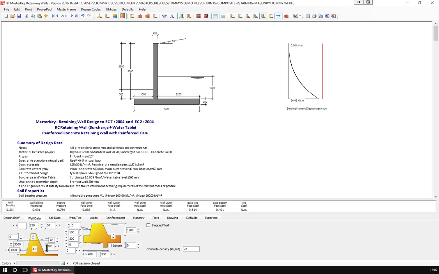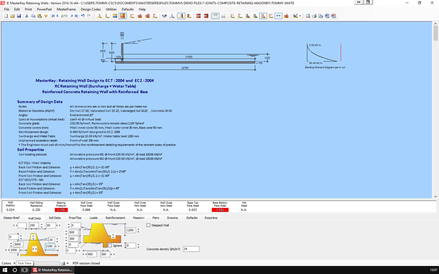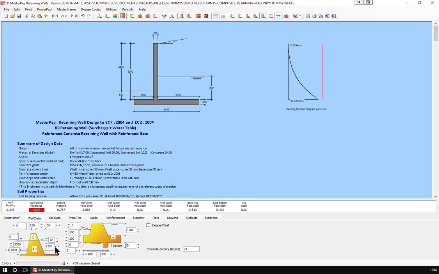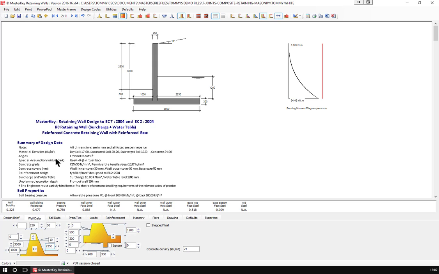So 2, so 3450 on a 250 wall. I'll make that 1.5 and see if that does the job. And 1.5 doesn't work, so we'll have to make it 2.5, and then suddenly we've got our 350 wide base on our wall. We can add a nib.